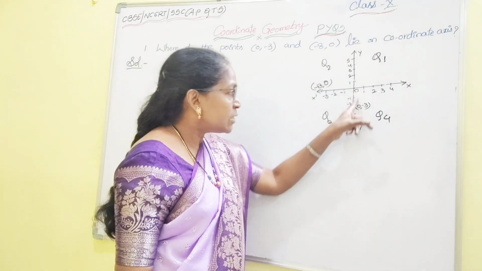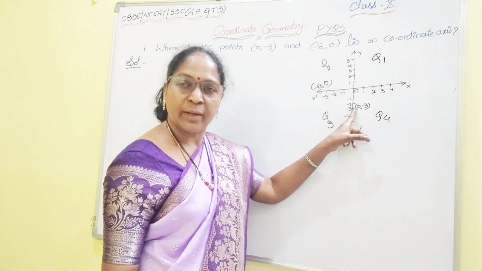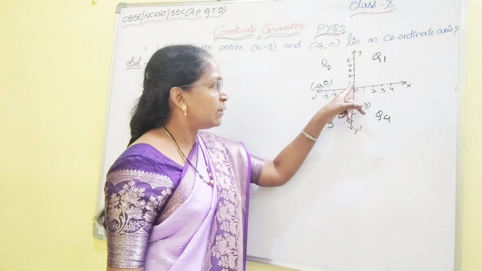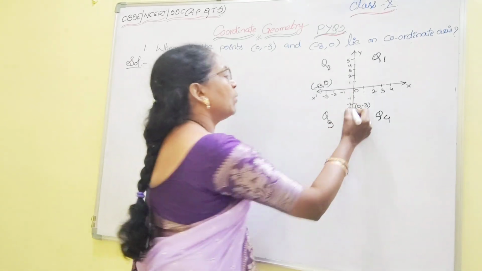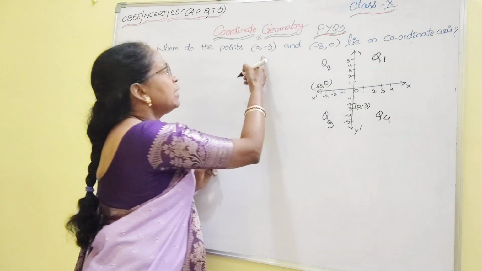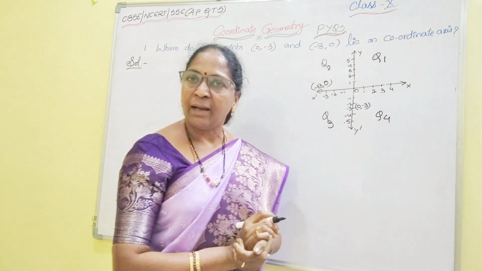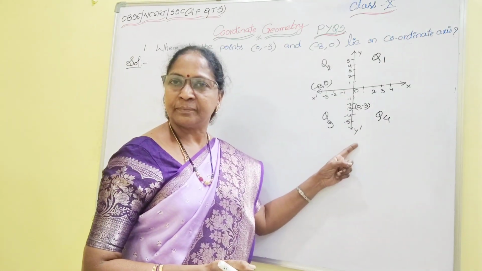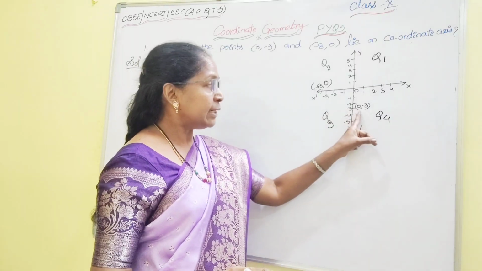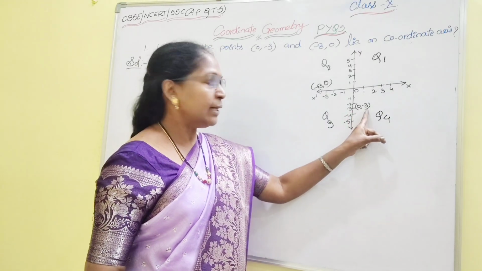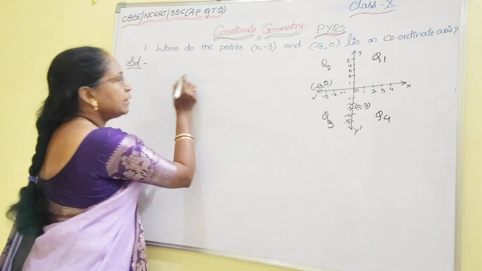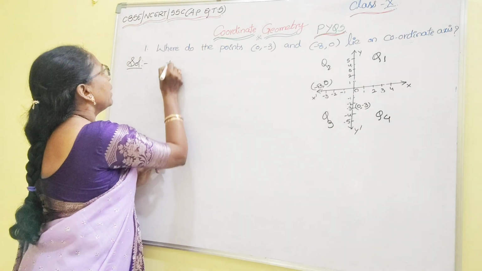Here just go down, and you get the point (0, -3). The x value is 0 and the y value is equal to minus 3. So the point (0, -3) lies on which coordinate axis? On the y bar axis. Its x coordinate is 0 and its y coordinate is negative, minus 3, which is a negative value. Like that you have to represent the point.